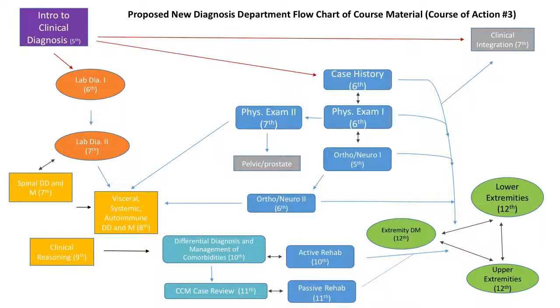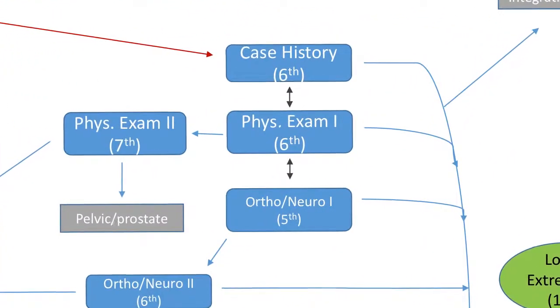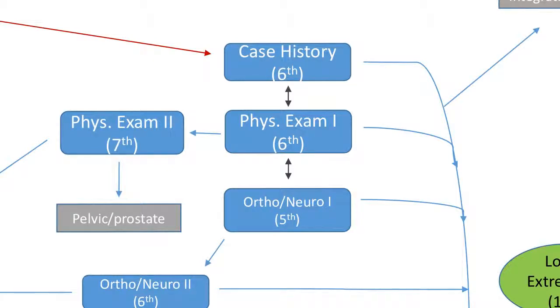The other thing that I do want to show you on this that was carried through was a new concept in 7th quarter called clinical integration. What clinical integration would look like would be if you were to take these courses, case history, physical exam, and ortho neuro 1, and think of it as an entrance exam, a huge station, where you could take pieces of a case history, pieces of a phys exam, pieces of an ortho exam, and say, okay, here's a patient that has this, this, this, and this. Now integrate that information to come up with a diagnosis.